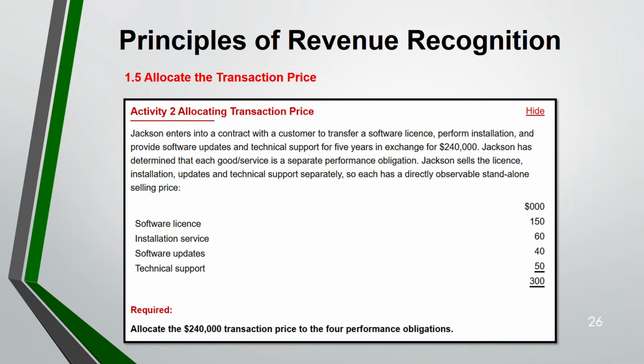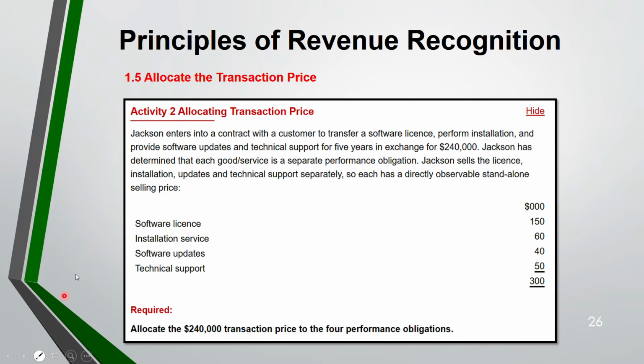Now, activity 2. Here we have to allocate the transaction price. This is again about Jackson, the same example, entering into a contract for the software license, installation, update and technical support for 5 years in exchange for 240,000. You have been given only one price. They have determined that these four are separate performance obligations. They have given you the standalone selling price of all these four. So now you have to allocate this 240,000 among these four performance obligations based on their price.